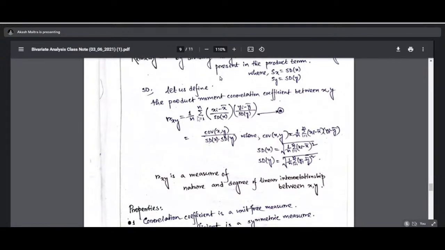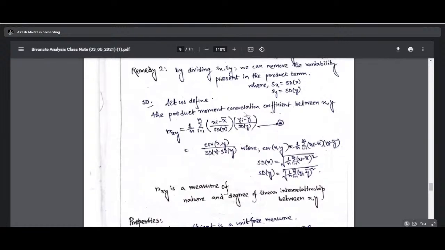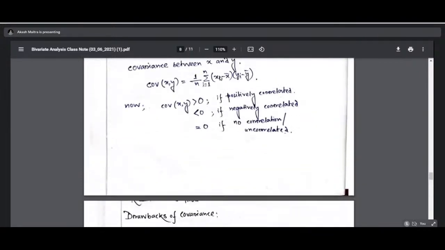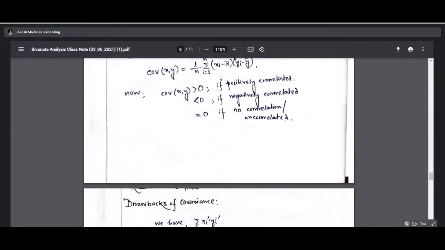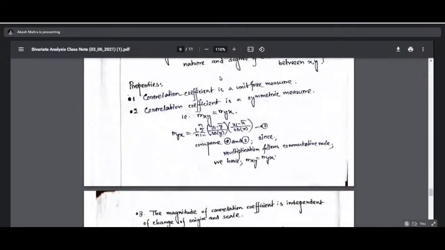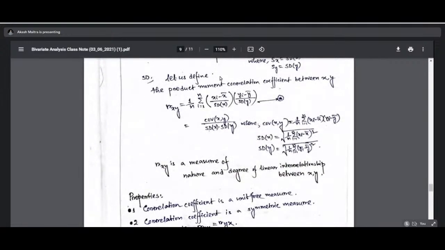And this 1 by n summation i equals 1 to n of xi minus x bar into yi minus y bar is already referred to as covariance xy on the previous page. So now you can see what our correlation coefficient is. Our correlation coefficient Rxy equals covariance of xy divided by SDX into SDY, where covariance xy is 1 by n summation xi minus x bar into yi minus y bar, SDX equals root over 1 by n summation xi minus x bar square, and SDY equals root over 1 by n summation yi minus y bar square.